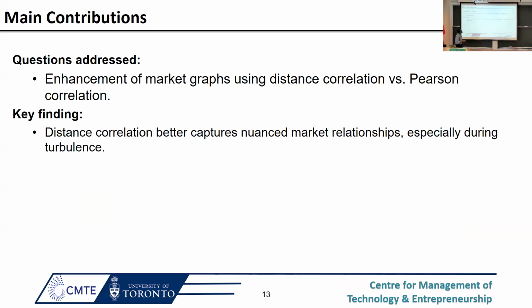So the question we were addressing is: are we enhancing market graphs using distance correlation or Pearson correlation? We believe we were able to answer with evidence. The key finding is that distance correlation captures the non-linear relationships, especially during turbulence, better than Pearson correlation.